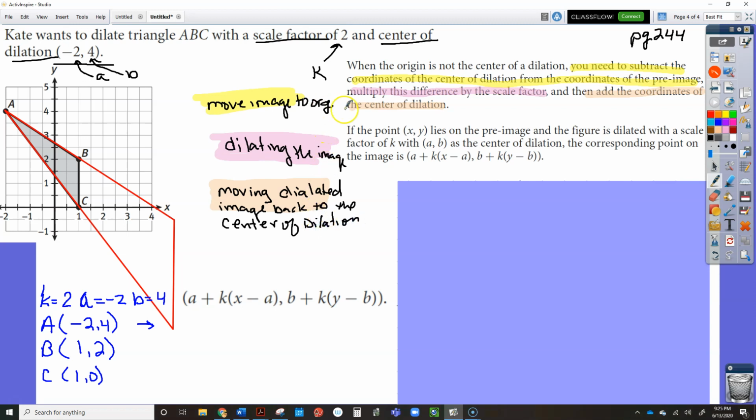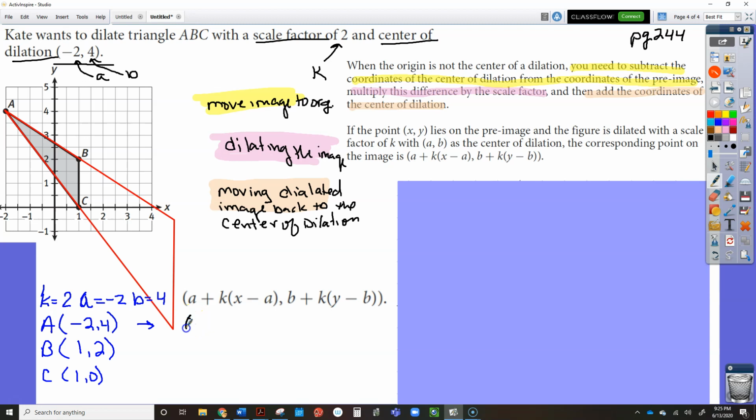Okay, so we move it to the origin, we dilate it, then we move it back where we started from. That's what subtracting a from the x value is going to do. That's moving it to the origin. Multiplying by k is dilating the image, and then adding the a back is moving it back to the center of dilation. So I can find out where these coordinates are. It's off my grid paper, and I actually think I've drawn it a little bit too wide, so I'm going to need to calculate this.